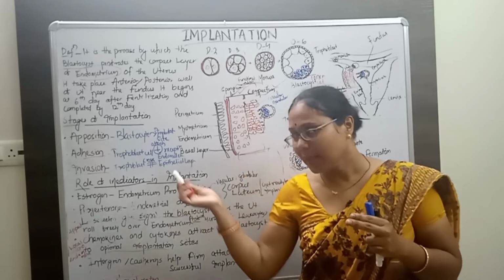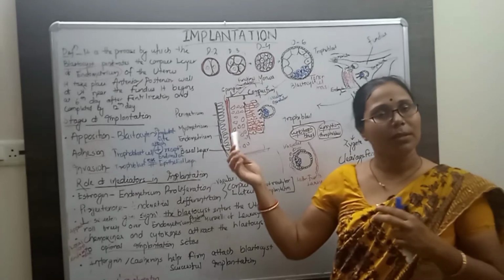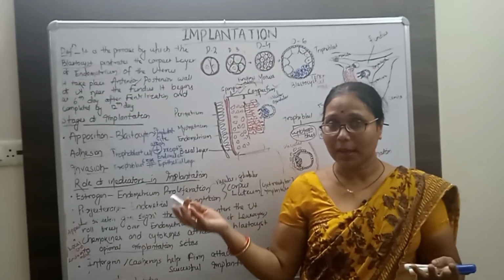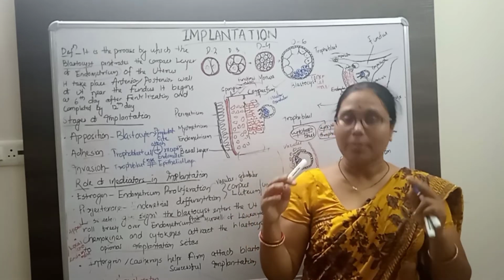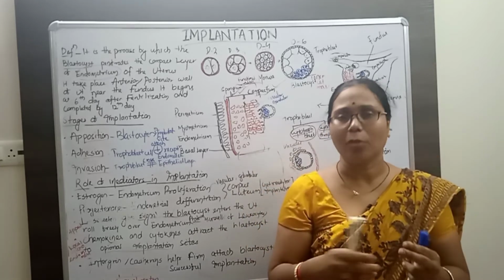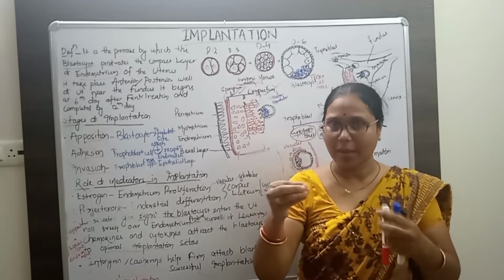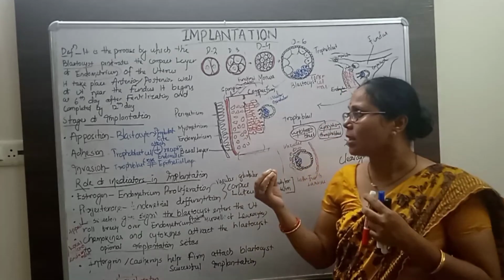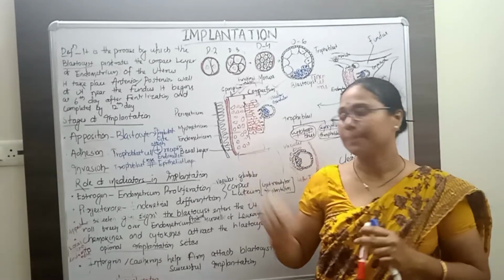In the menstrual cycle, after ovulation the secretory phase takes place. If there is no fertilization, if there is no implantation carried out, then the corpus luteum regression process takes place, and the endometrial layer will be shed during the menstrual cycle.